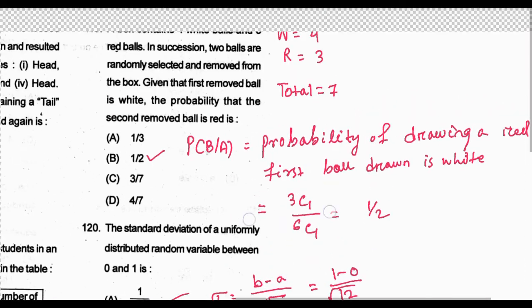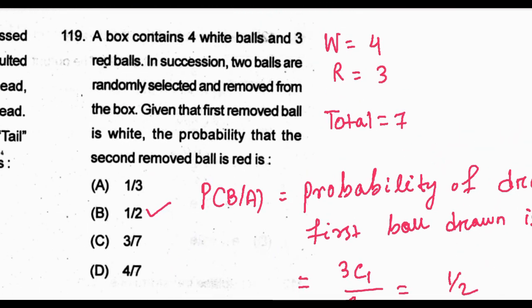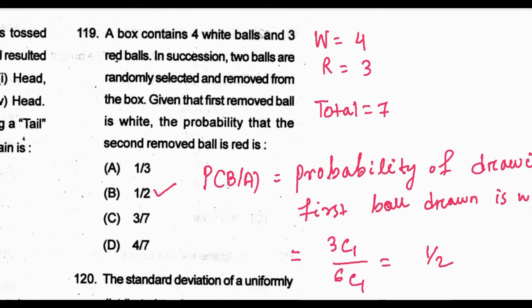Next question is, a box contains 4 white balls and 3 red balls. In succession, 2 balls are randomly selected and removed from the box. Given that the first removed ball is white, the probability that the second removed ball is red. So here what is given? White balls are 4, red balls are 3. Total balls is 7. So given that the first removed ball is white, and the probability that the second removed ball is red.